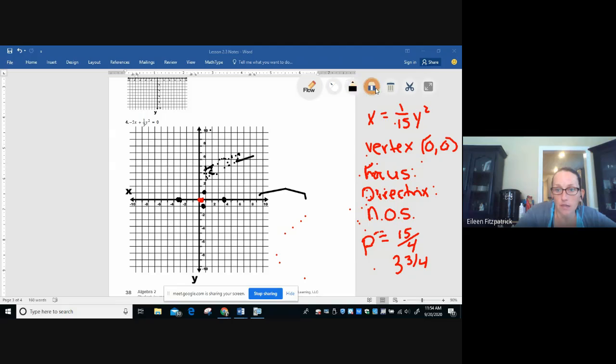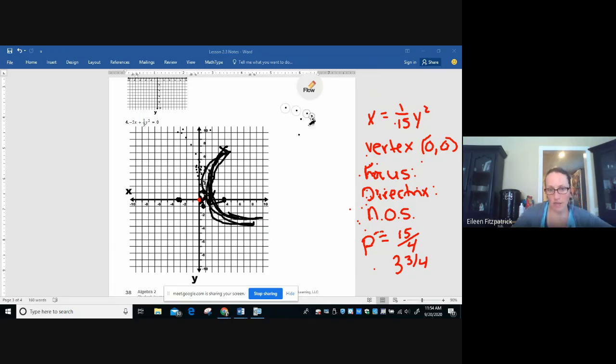Let me erase some of this. If I go out 4, oh my goodness, it's very frustrating. I'm just going to sketch it because there's no hope. This is a mess. Don't worry about the actual graphing because I can't do that right now. It's not allowing me to.